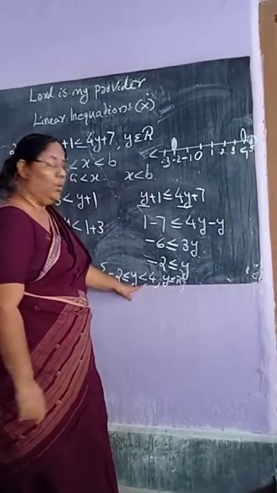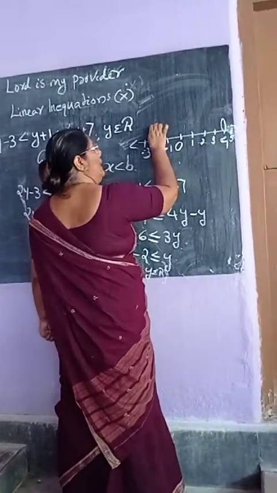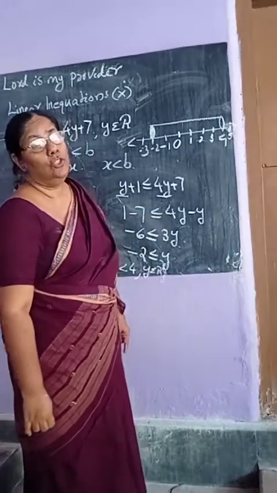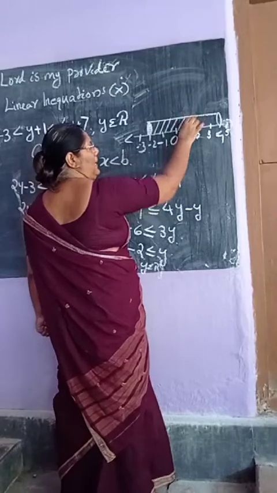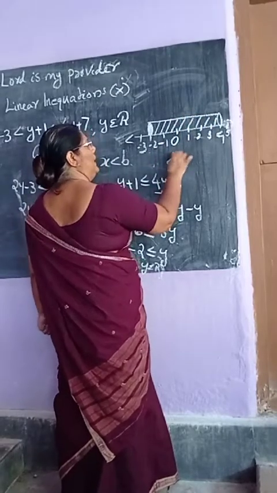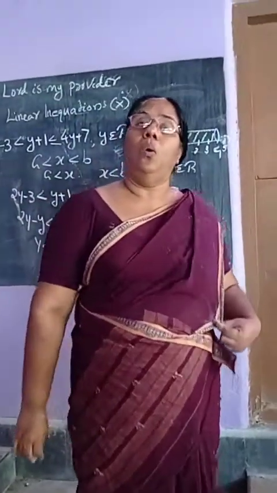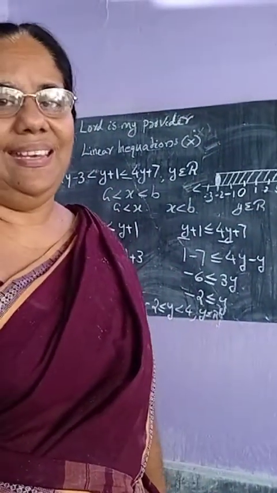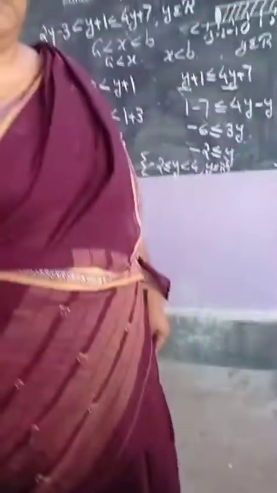If less than or equal to, it means solid circle. Now this is only less than 4, so this is a hollow circle. Then join the top of the circles. Then this is the portion, y in R. Real numbers means all the numbers in the number line. Understand? This is the question. Then pause it.